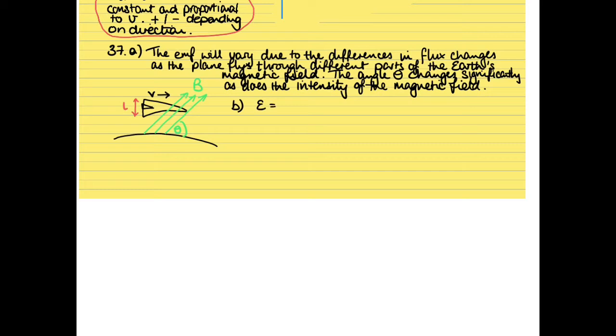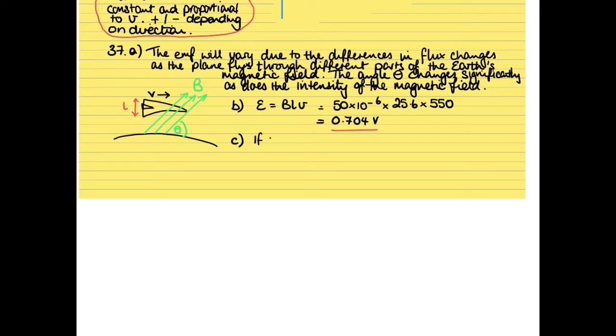For part B, we just use EMF equals BLV. All the values we have, we just have to be careful with the prefixes and make sure we sub in the correct powers of 10. And we get a relatively small but measurable EMF induced.